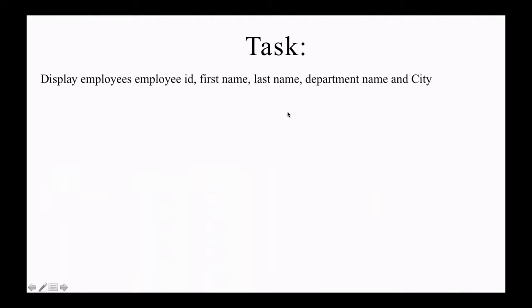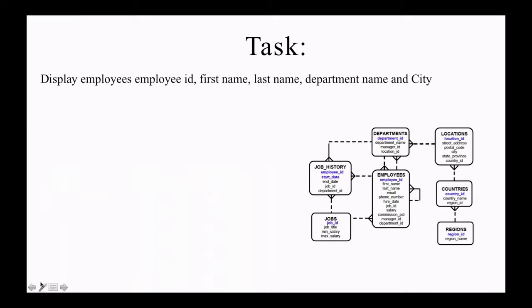And let's go to the next question here. Display employee ID, first name, last name, department name, and the city. Just to give you guys an idea, this is really a join between three tables. The city is inside the location table. Employee ID is inside the employees table, and first name and last name are there as well. Department name is inside the departments table.